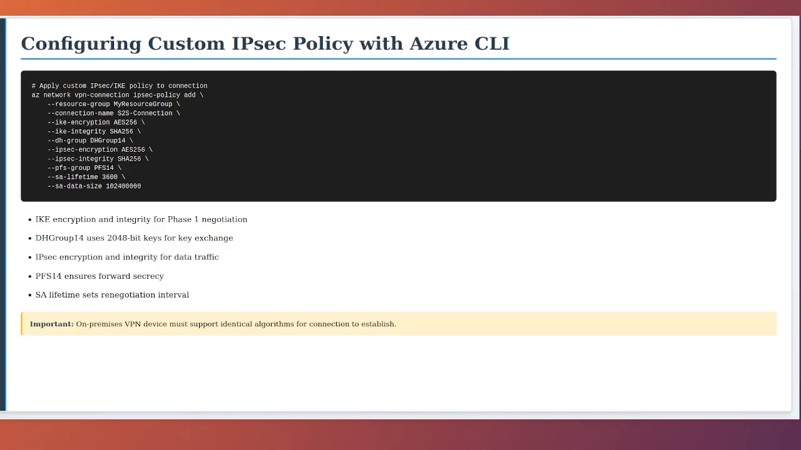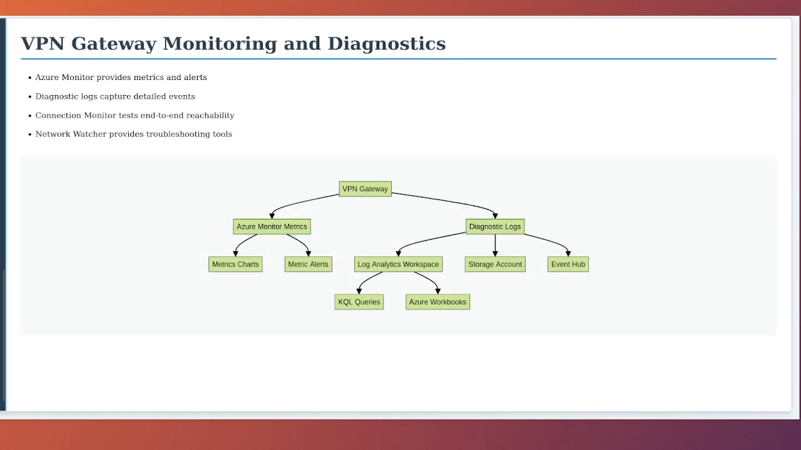You can use Azure CLI commands or the portal to verify that the policy has been applied correctly to your connection. VPN Gateway Monitoring and Diagnostics. Monitoring your VPN gateway is essential for maintaining reliable connectivity and quickly identifying issues before they impact users. Azure provides comprehensive monitoring capabilities through Azure Monitor, including metrics, diagnostic logs, and connection health indicators that give you visibility into gateway performance and connectivity status.